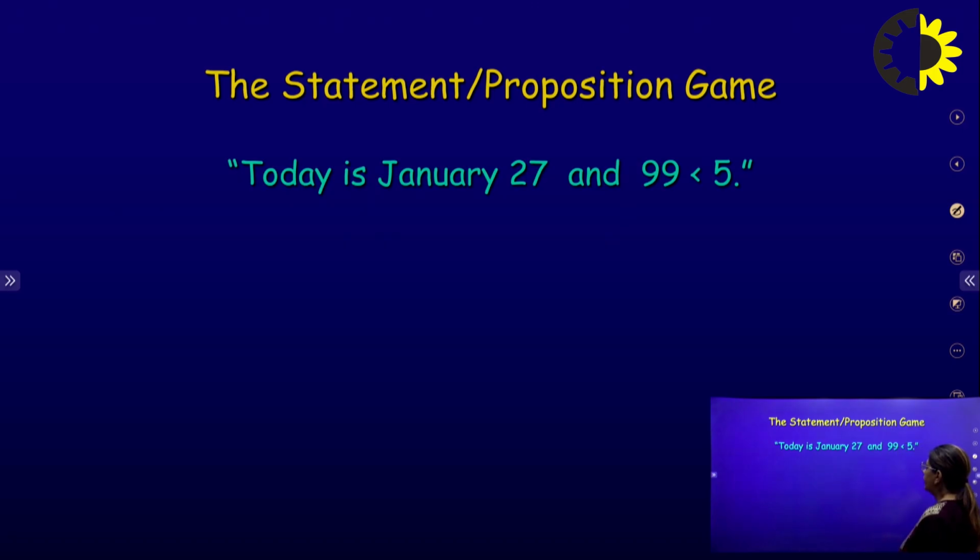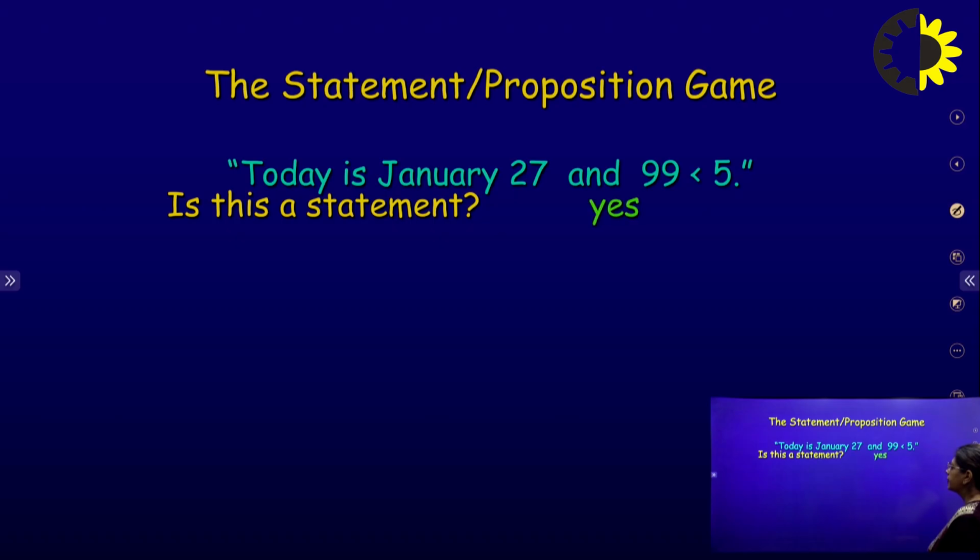Today is January 27 and 99 is less than 5. Now, in this statement, we have to check two conditions. Today is January 27th, and both the statements on the left-hand side and right-hand side of the 'and' should be true when there is an 'and' in between. If one of them is false, then the whole statement is false.